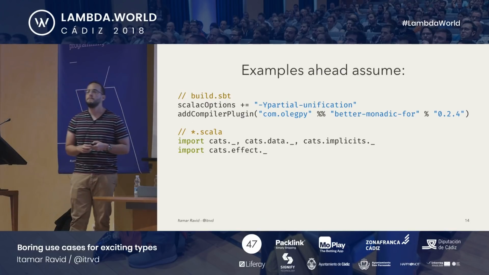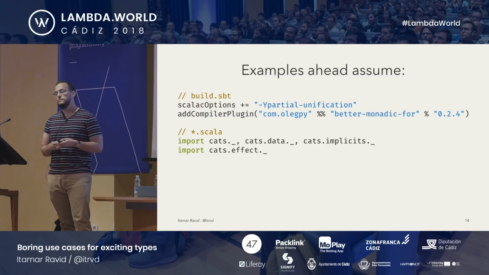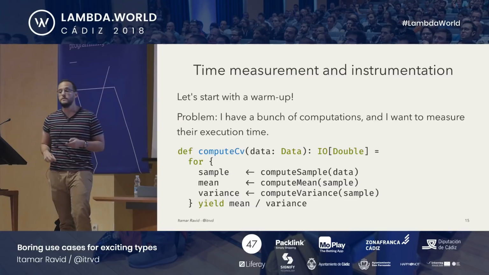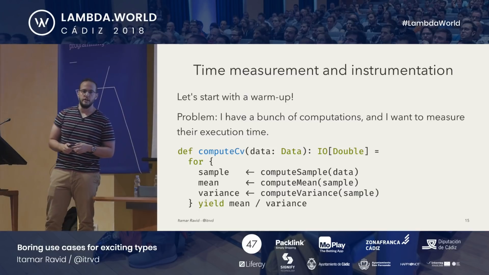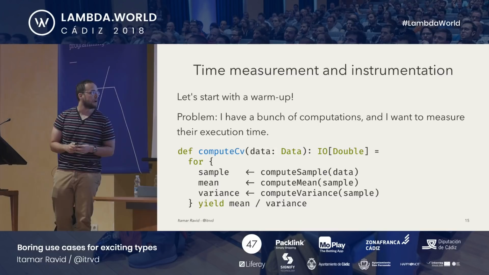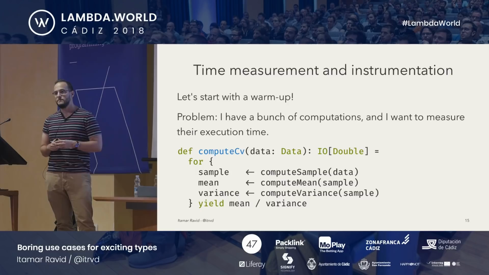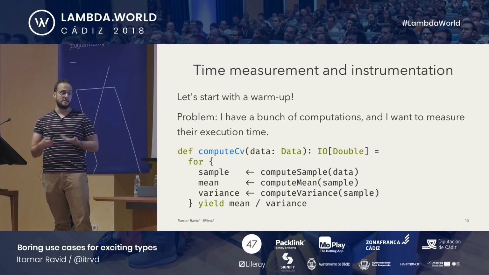The examples ahead assume that you have the partial unification option, the Scala compiler, and the better-monadic-for compiler plugin, and these imports for cats in place. All right. So the first problem, which would be more of a warm-up than a very exciting data type, would be this. I have a bunch of computations right here. I have a function that computes the coefficient of variance for a bunch of data. This function is composed of several smaller functions, and I'd like to measure the execution time of each of these. I'm pretty sure most of us have had to emit metrics or some sort of time measurements in our applications at some point, which is why this is a pretty boring use case.